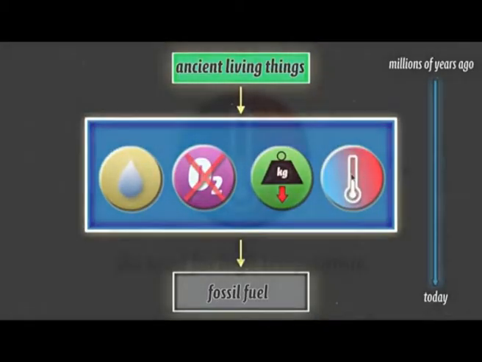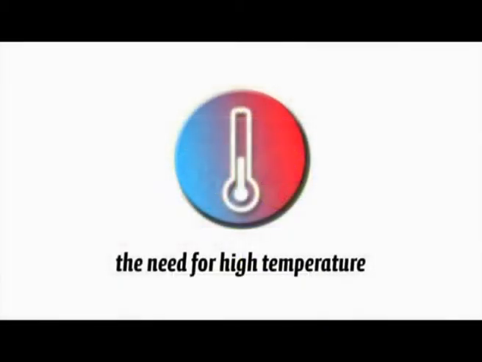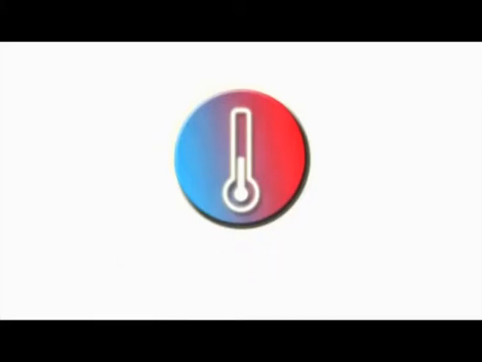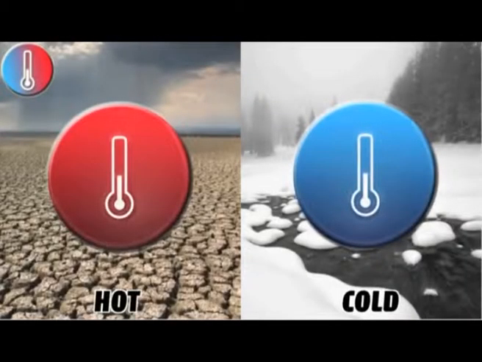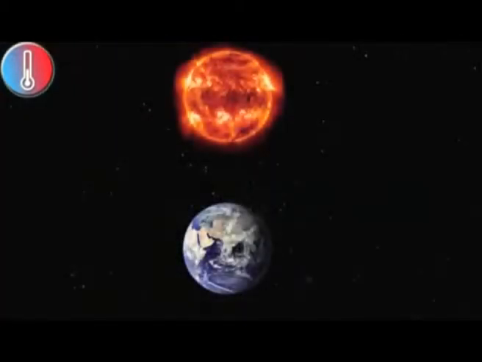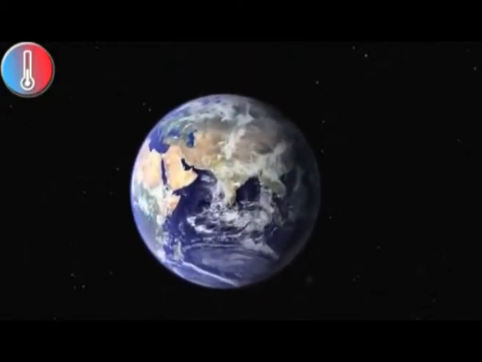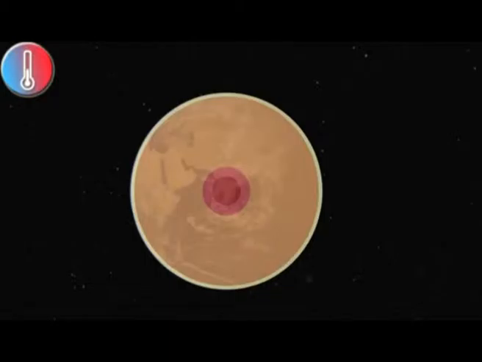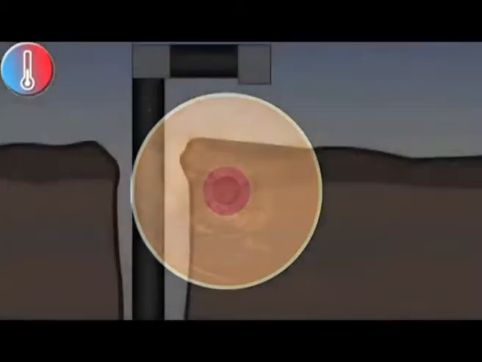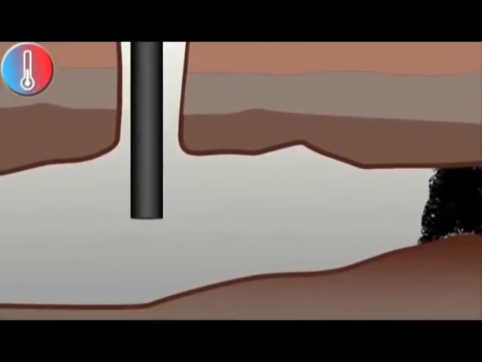And finally, the need for high temperature. So, what exactly is temperature? Temperature is the measure of how hot or cold a place is. Now, we all know that the sun can make places hot on the Earth, but it's also very hot underground beneath the Earth's surface. This is because the Earth produces its own heat. An example of a really hot place is in deep mines.